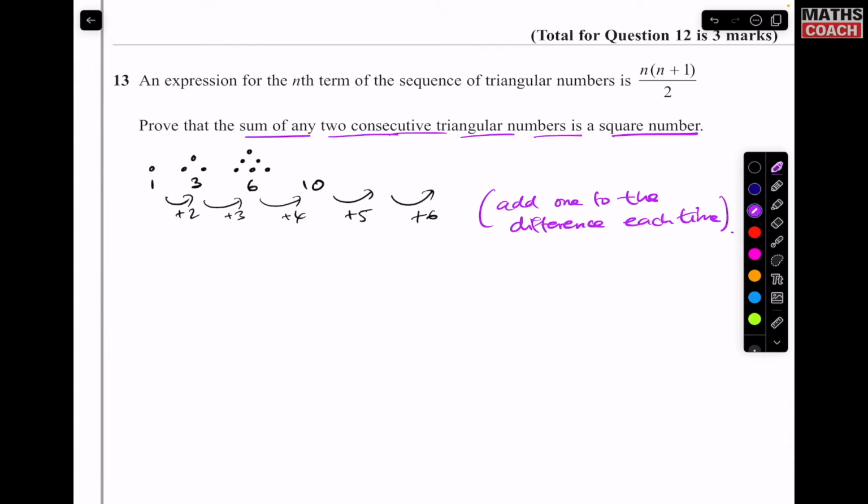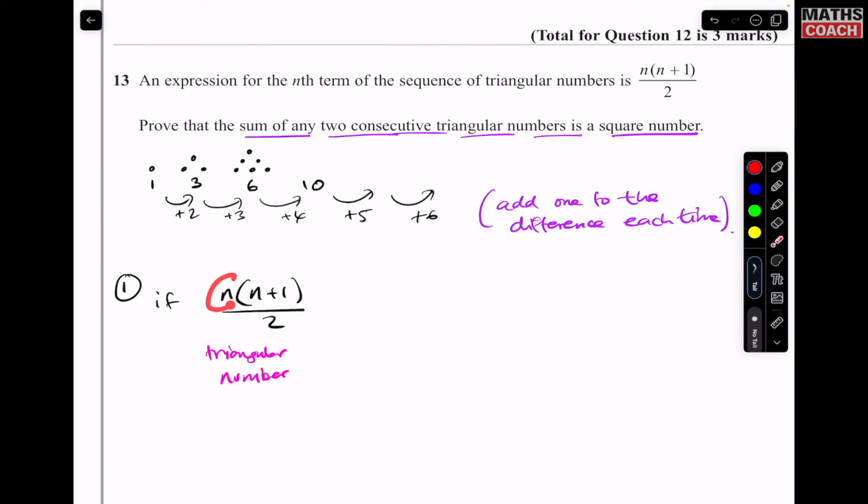So that's triangular numbers. Because what I'm about to do now, some of you will need to see this so you can understand it better. All right, so step number 1. If n(n+1)/2 is a triangular number, the triangular number after that would be, how do I find it? I add 1 to the difference. So what I'm going to do here is add 1 to the n. The first n right here, I'm going to add 1 to that.